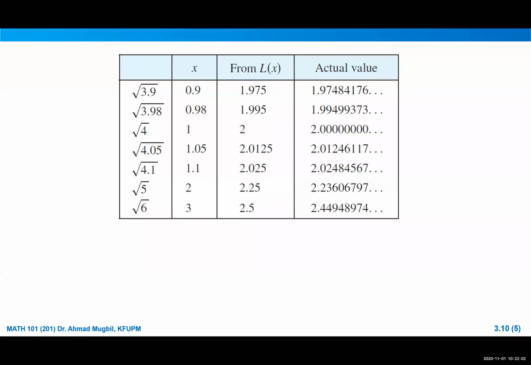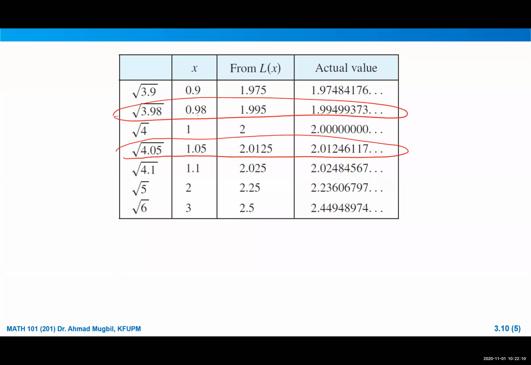By using a calculator, you can find it. Now, look, this is the value that we calculate. We use this one and this one. Of course, these are very close to 1. And look at our approximations. 1.995. This one, it is 1.9949. So they are accurate up to 3 digits. Look, the first 3 digits are the same.